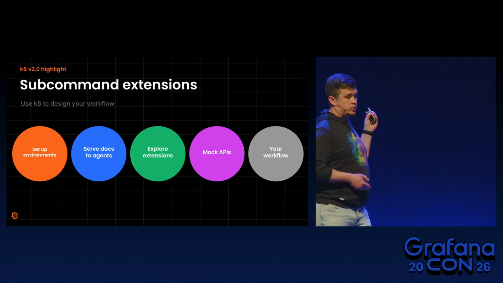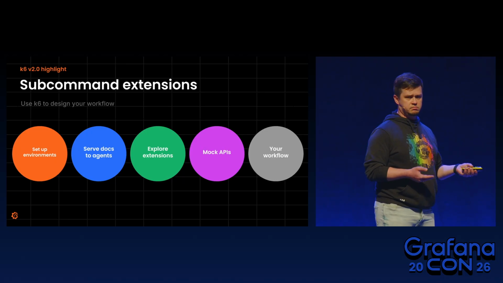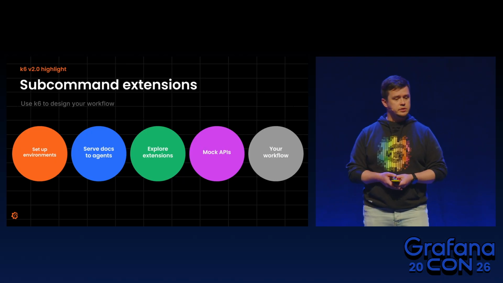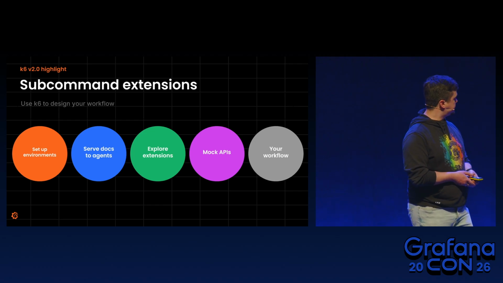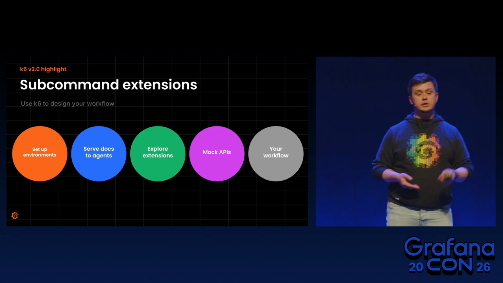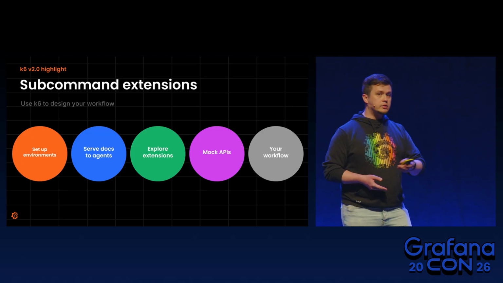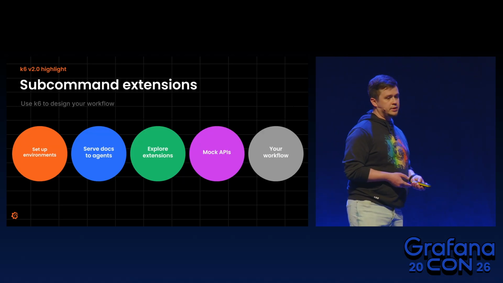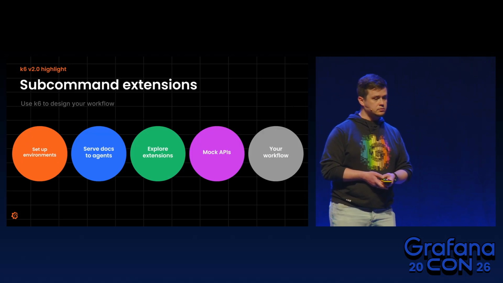Now, what I was talking about right now, these are JavaScript extensions. They provide modules that you can import in your script, and nothing has changed in this regard. But in version 2, we introduce a completely new type of extensions, the subcommands. They don't add an import module. They add a whole new command to the k6 CLI itself.